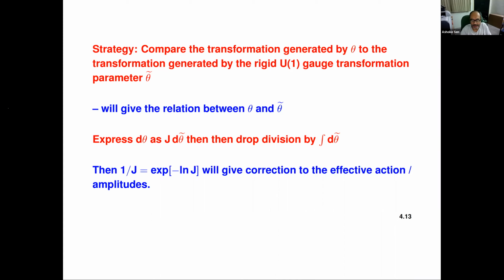So basically, every state that lives on the D instanton is invariant under this rigid U1. I see. Okay. So that causes a complication, and we will see how to handle that.